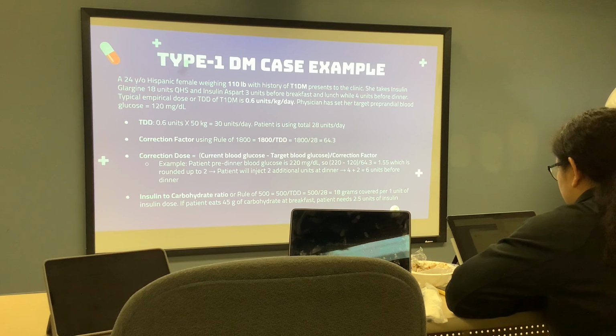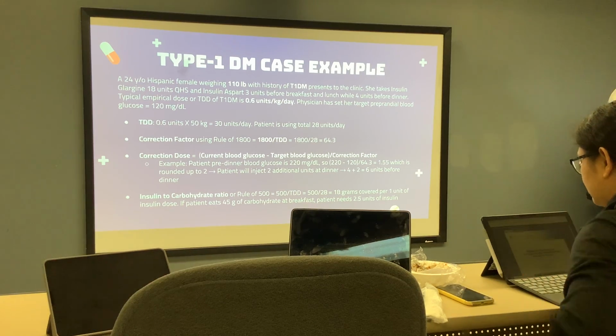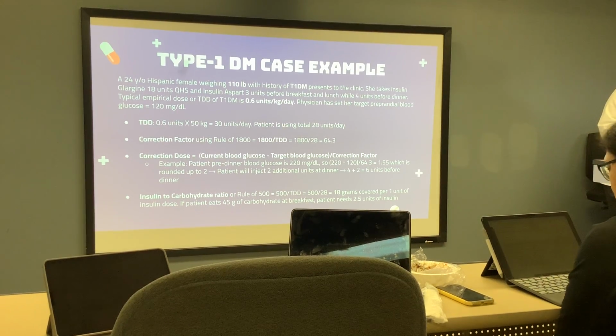You plug this correction factor into this formula, and then you get the additional units. So you add the additional units to whatever the regular insulin dose was. Suppose in this case it's 4 units before dinner, plus we get the correction dose of 2 units. So the patient is going to inject 6 units before dinner to reach the target goal.